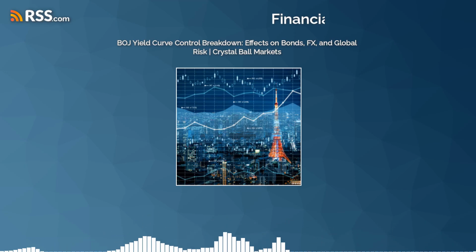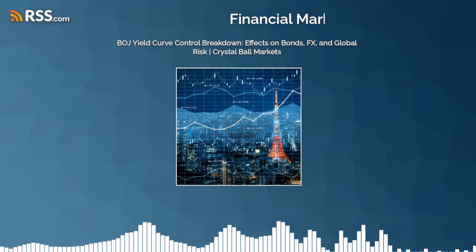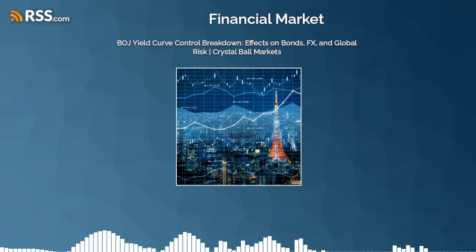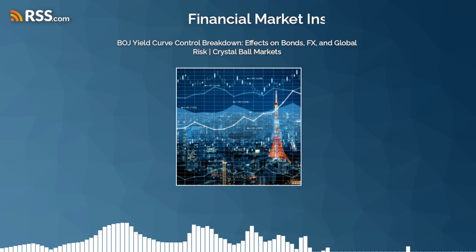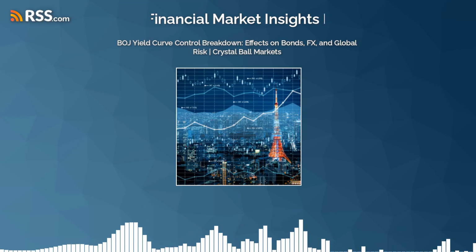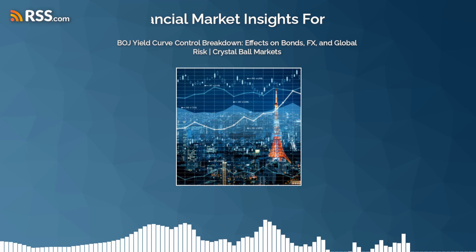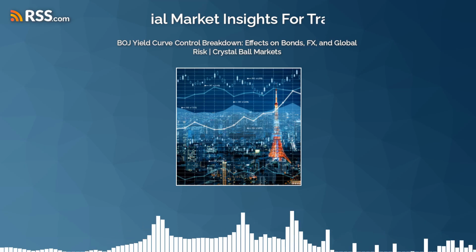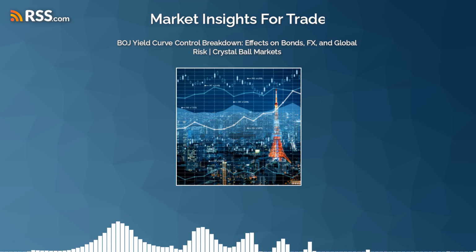And that brings us to a key point that's often overlooked. The power of Japan yield curve control is not just in the actual bond purchases. It's in the credibility of the policy. Markets believe that the BOJ will act decisively to defend its targets. And because of that belief, yields often stay within range without constant intervention.